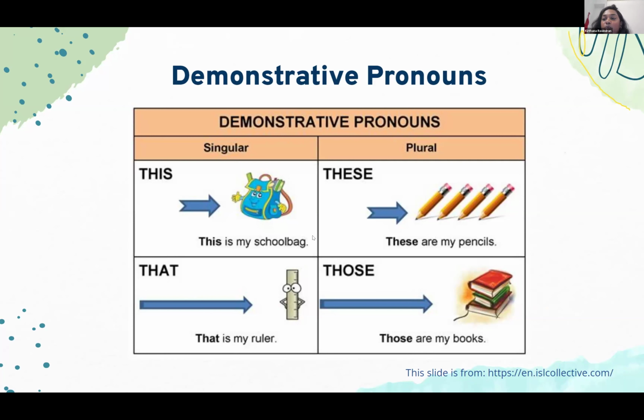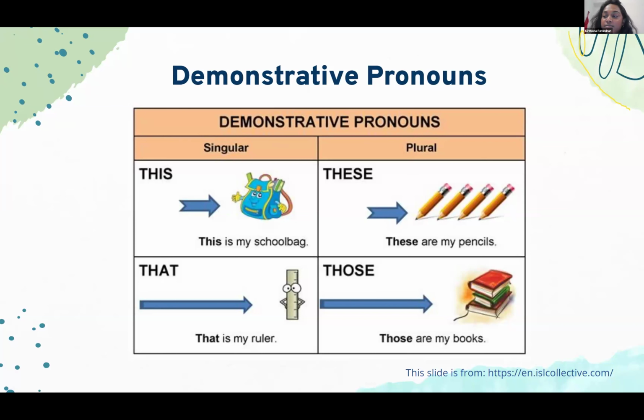Anyone want to give me an example of when you would use this, that, or those? Any example you want to give? Okay, I'll try first, okay? I say, this is my phone. Do you want to give me an example of you using the word this, these, that, or those? Okay, do you want to try? Yes. Okay. So which word are you going to use? This. This? Okay, this is what? This is my car. Okay, very good.